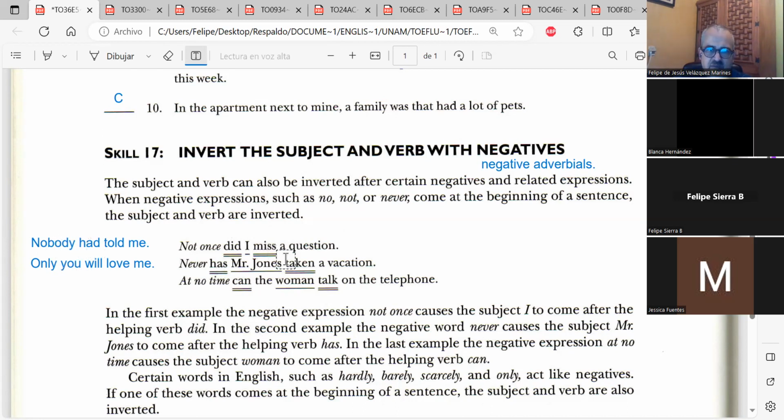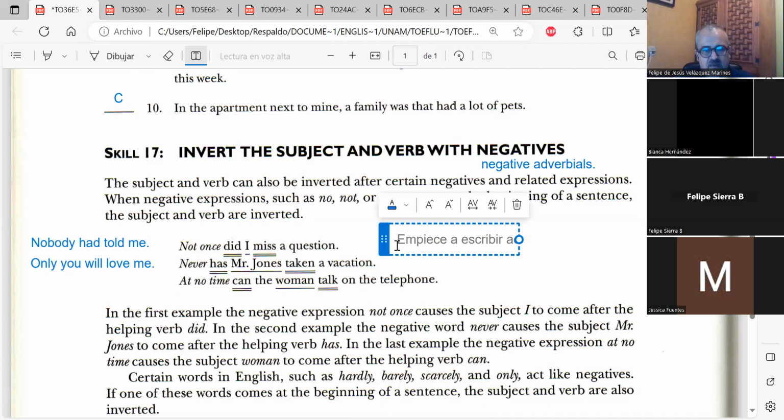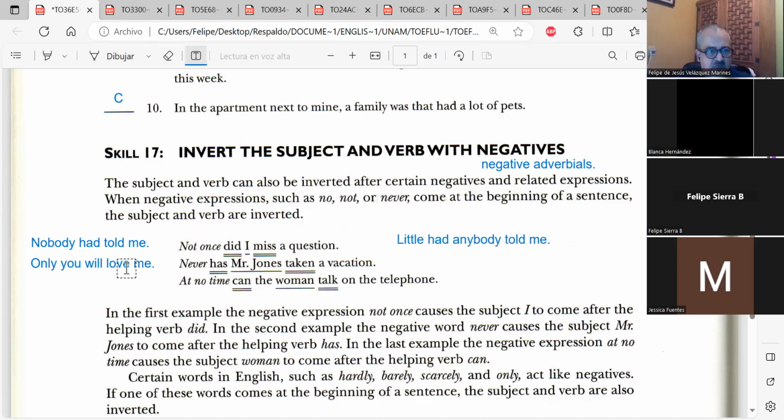So nobody had told me. Little had anybody told me. Little had anybody told me. Yes, so little is an adverbial, then auxiliary, subject, verb, which is the structure of a question. And here, only you will love me.